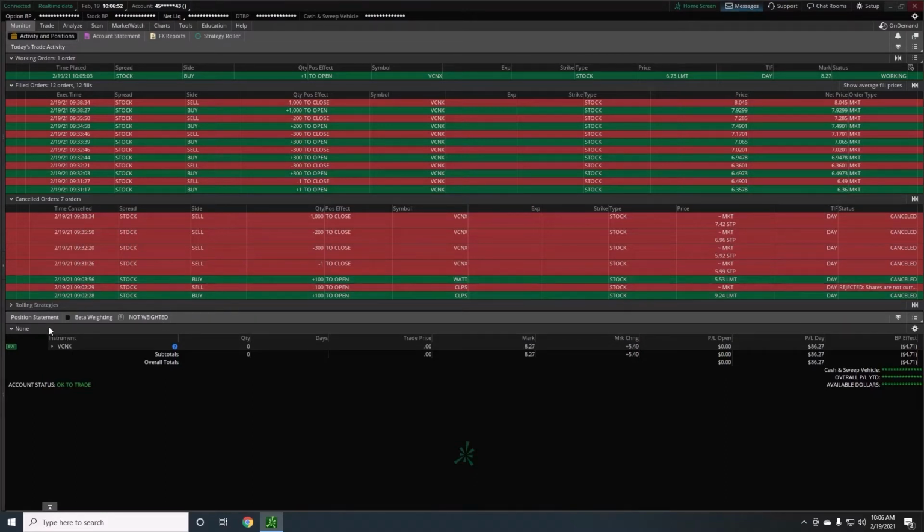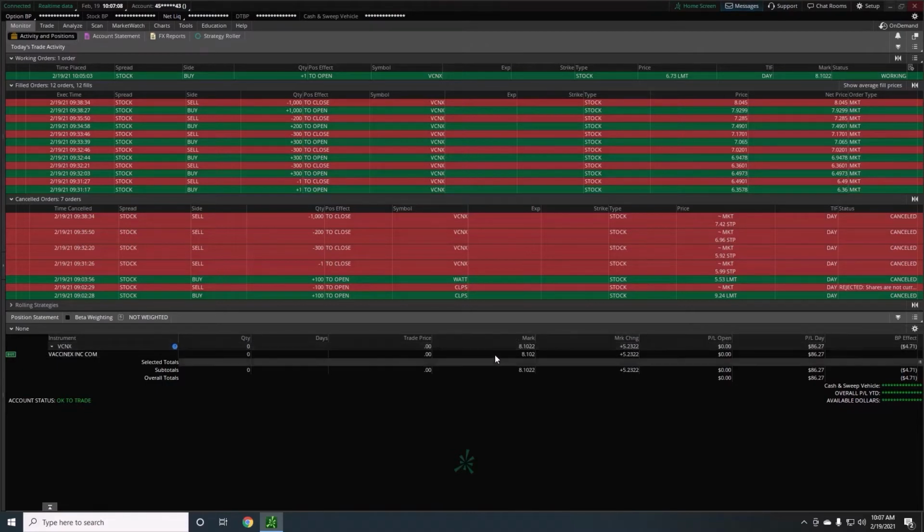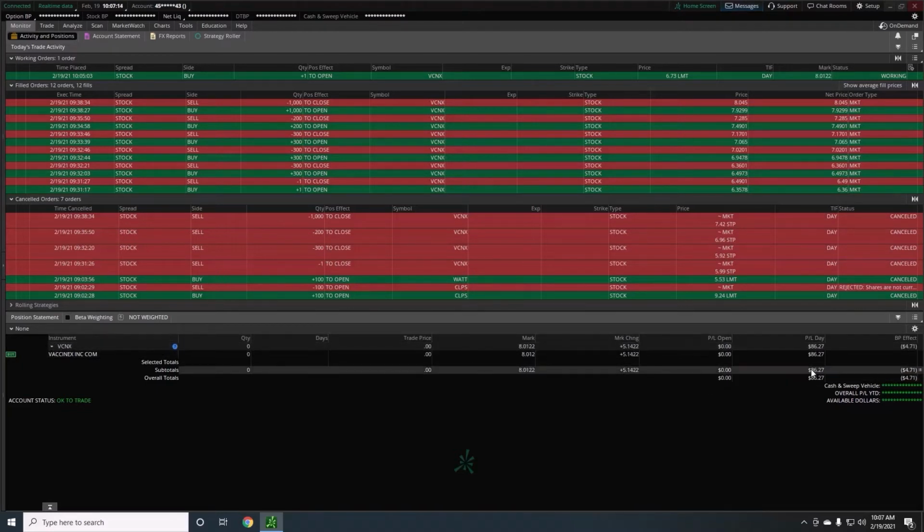Now at the bottom here, your position statement, this is where it's going to show you all the stocks. If I traded different stocks, it would pop up here. But right now, I just traded Vasinex today. So it shows you your P&L for the day. It shows you its current prices. This isn't super important, but this just shows you all the stocks you traded for the day, how much you made for the day, and whatnot.